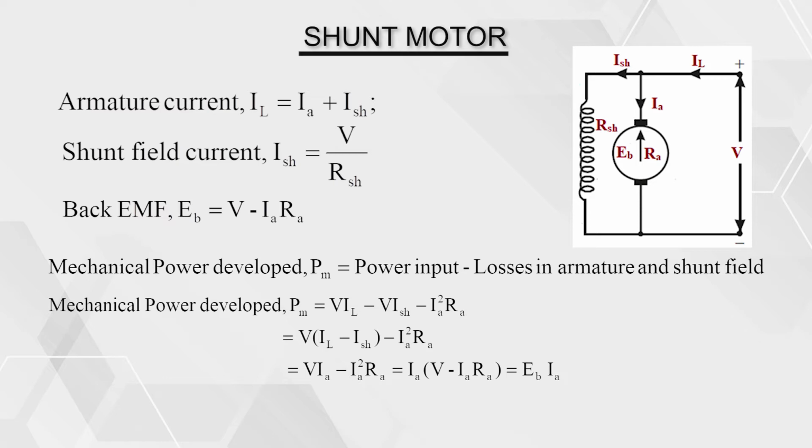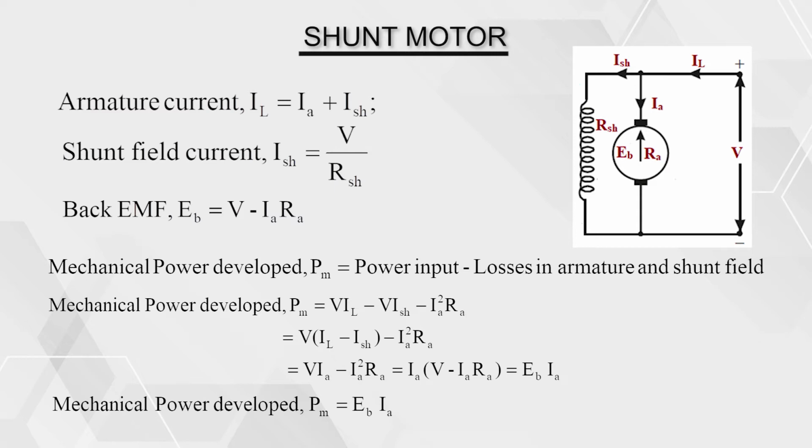So when you take V common between the first two terms, you can write V in bracket IL minus ISH minus IA square RA. Here you can see that IL minus ISH is equal to what? This is the armature current. So you can replace IL minus ISH by armature current IA. So the mechanical power developed PM can be written as VIA minus IA square RA.